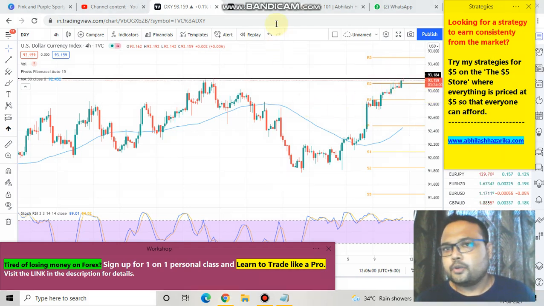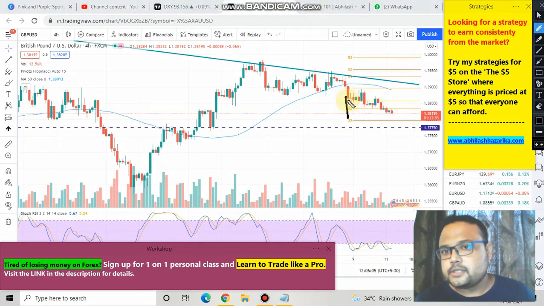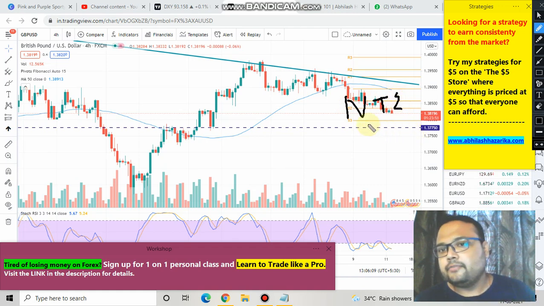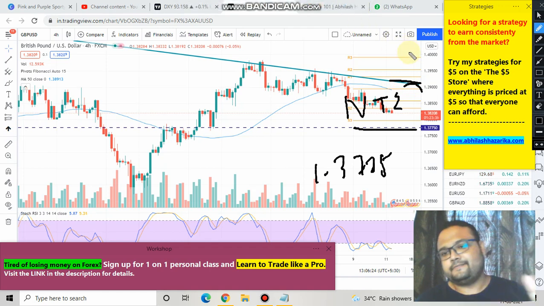And most importantly, just keep in mind that you should not trade in the middle. If this is your no trading zone, you will only initiate a buy if the market bounces from this level, 1.3775. And if the market goes up from here, then you will initiate a short call at this trend line when the market will be reversing from here. That's it. So this is it.